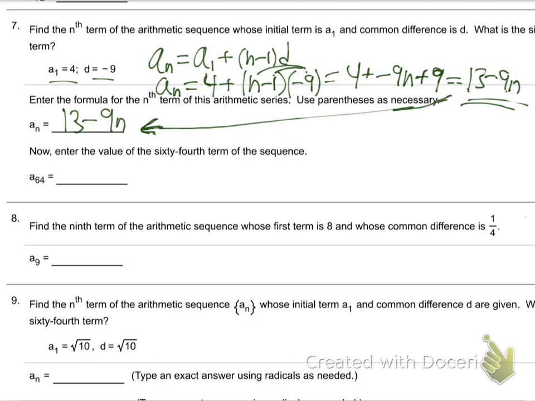So now we just take that formula and plug in n as 64. You tracking with me? This is n, isn't it? The subscript, the low down numbers. So it'd be 13 minus 9 times 64.